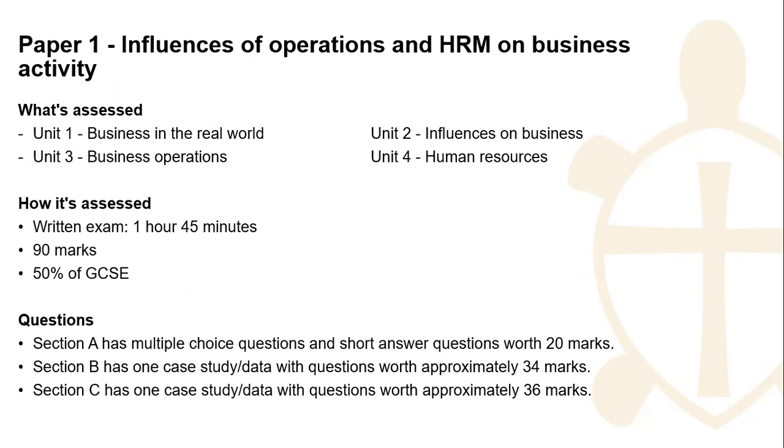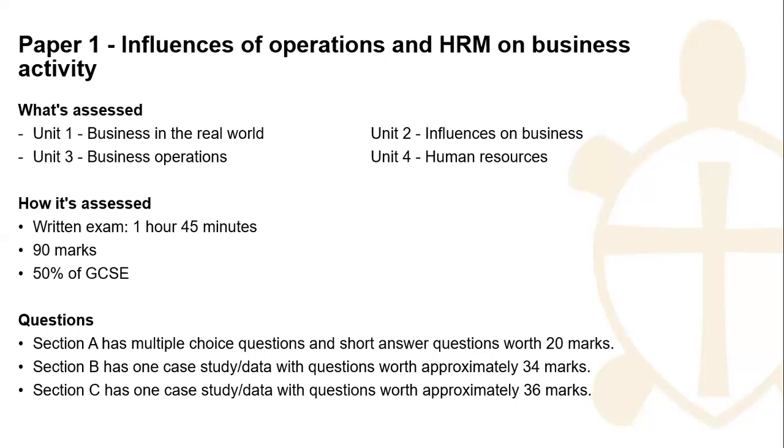So, how are you going to be assessed? The things that should come up in the exam are Unit 1, Unit 2, Unit 3, and Unit 4. Now, these are topics that you have covered in Year 10, so it's worth looking back at these in some more detail. The exam is going to be assessed the following ways. It's 1 hour and 45 minutes in length, and it's worth 90 marks and 50% of your overall grade.